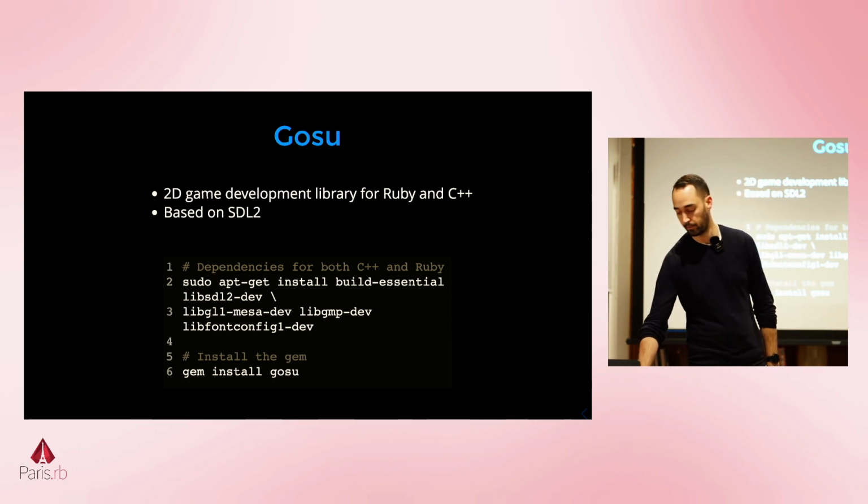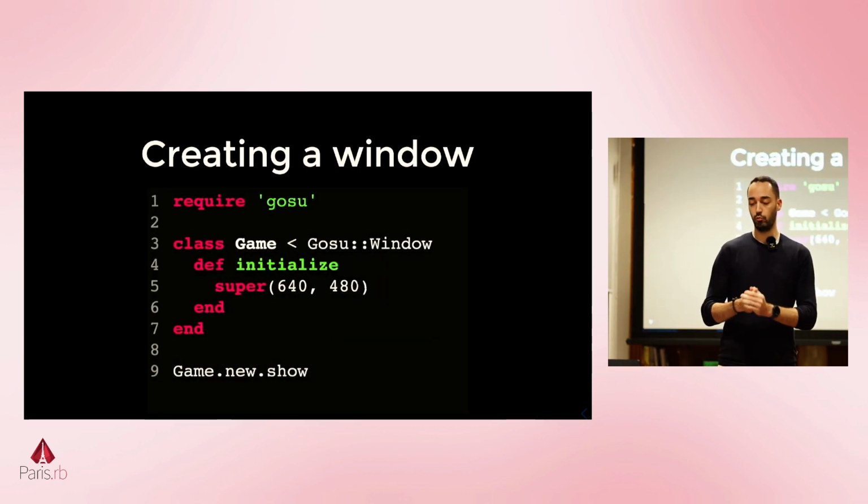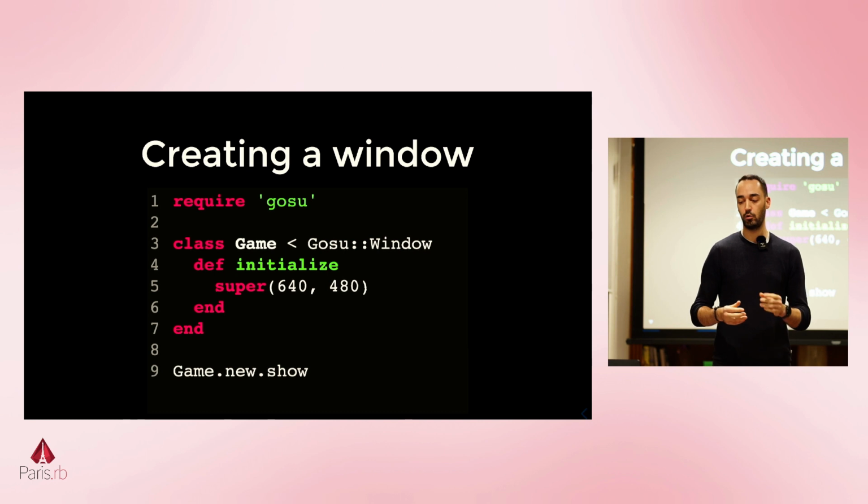We need a window. To create a window, we create our class which inherits from a Gosu window. We override the initializer with the size of the window we want to create. There are plenty of other non-mandatory arguments. I won't go deep into it. And then we just initialize our object and call the show method. From that point, we will have a window, and we will not execute the other lines of code below this method until the window is closed.